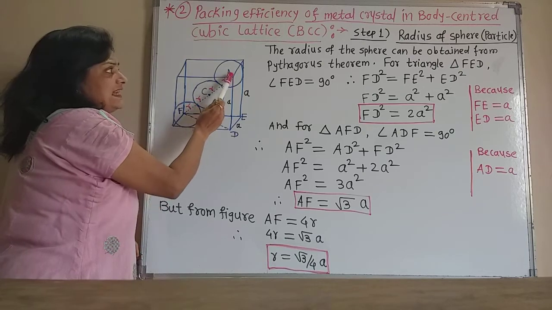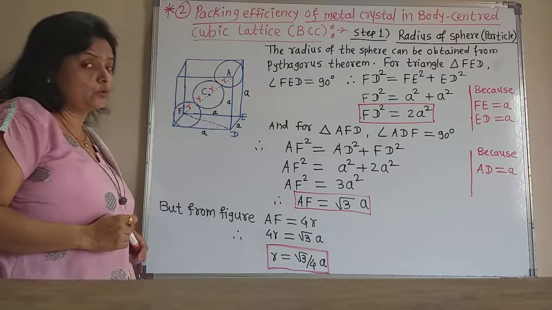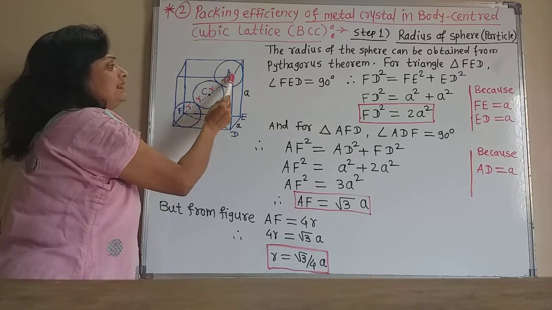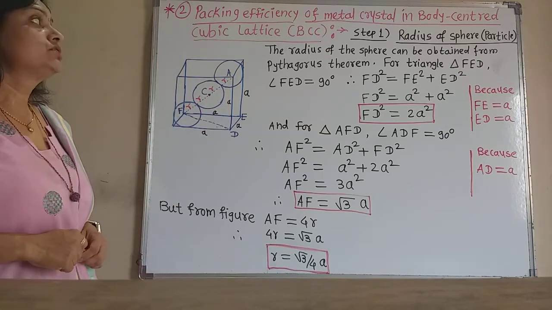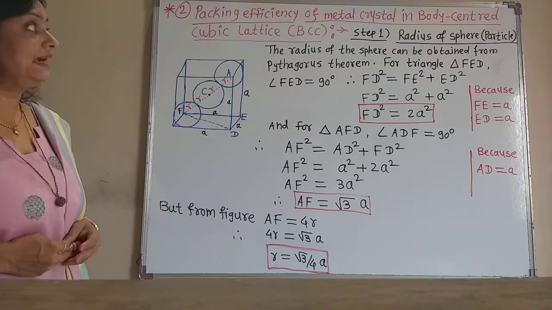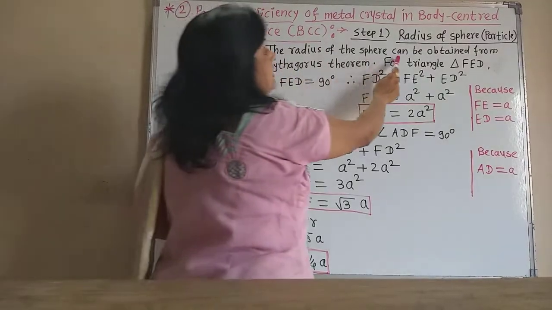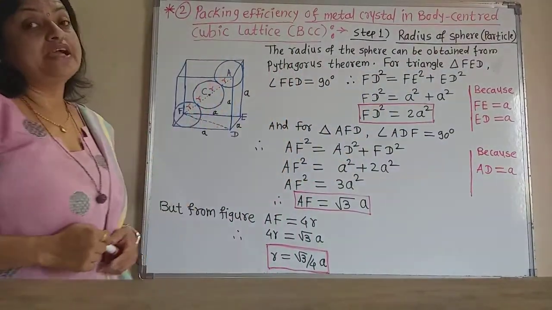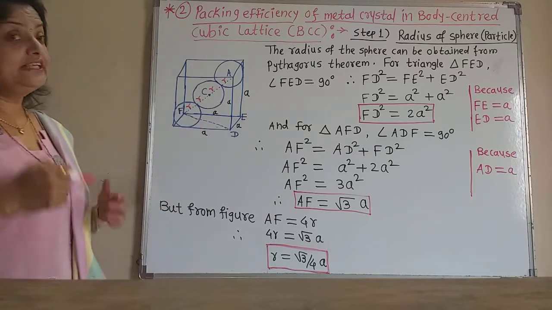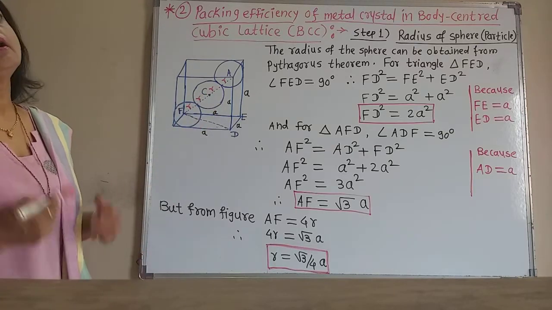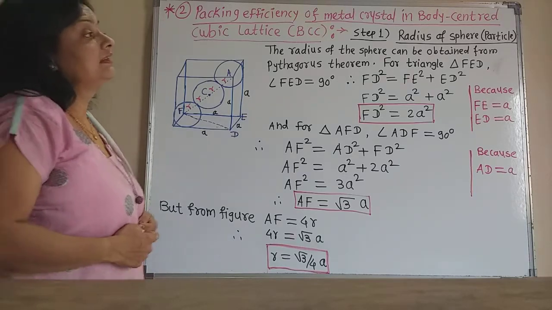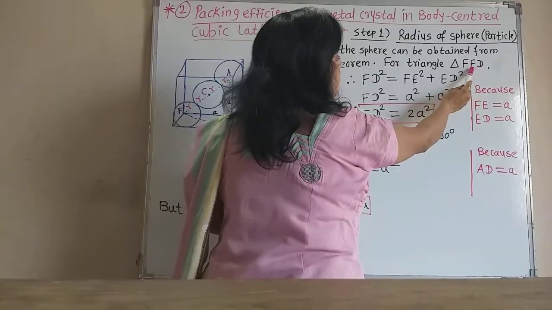Here also A is the center, here F is the center of this particle, and the distance from the circumference to the center is the radius. So first we have to calculate the radius. For that the radius of the sphere can be obtained from the Pythagoras theorem. Now what is the value of this radius? This radius can be calculated by the Pythagoras theorem, and for that let us consider the triangle FED.